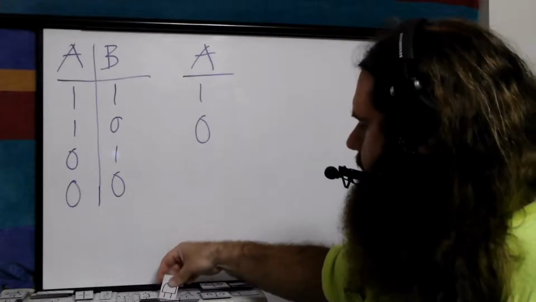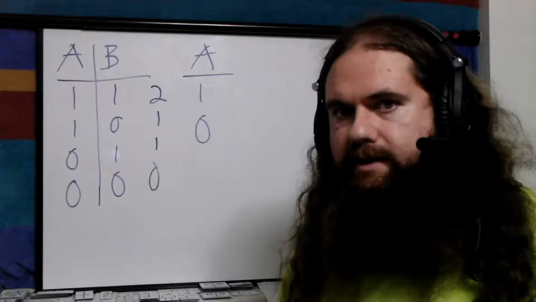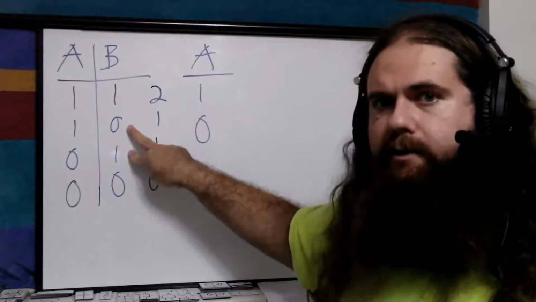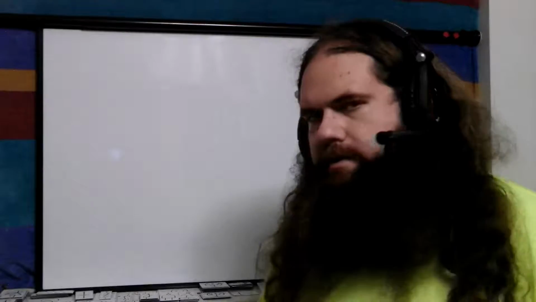It knows only that there are 2 ones, 1 one, or 0 ones. That's all it knows, because these two are indistinguishable to it. So let's write this a different way. There's always one output. So what do we have?